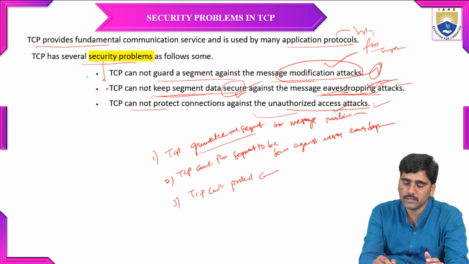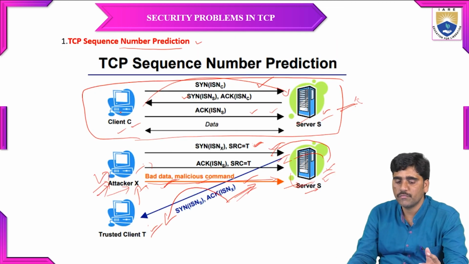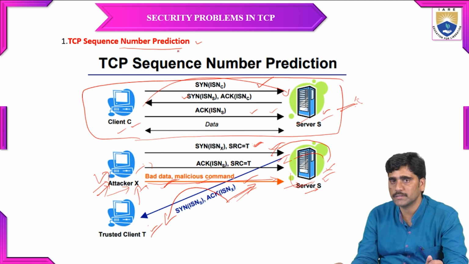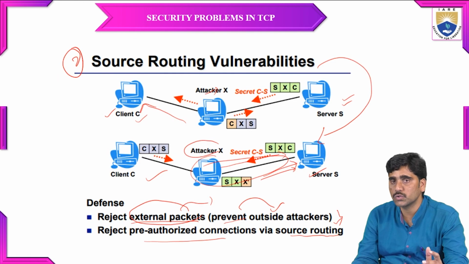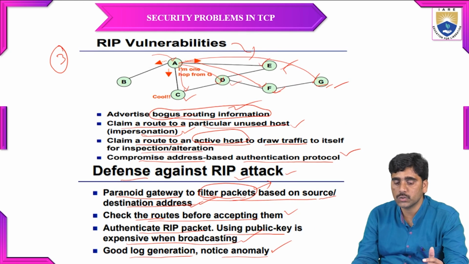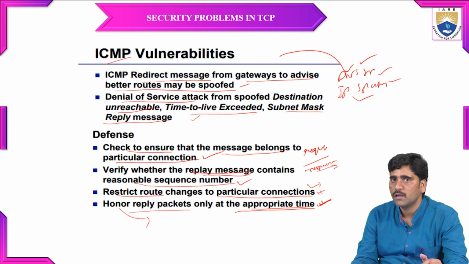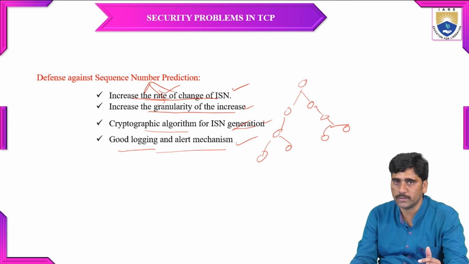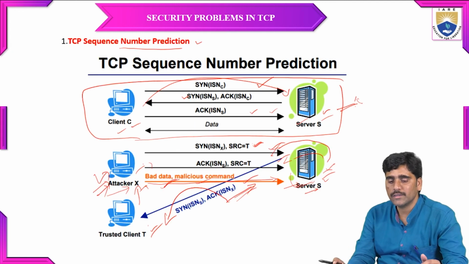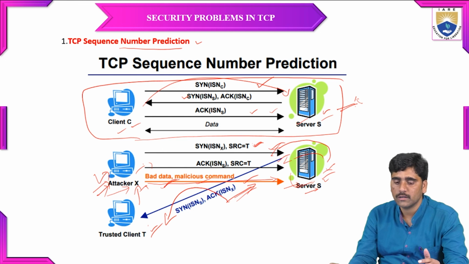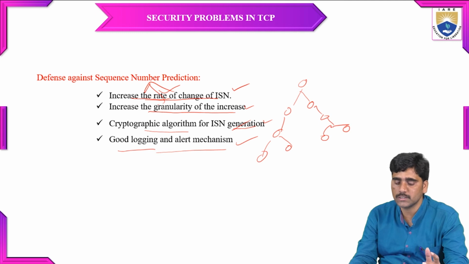Because of these security problems, we may face different issues. The first is sequence number prediction, the second is source routing vulnerabilities, the third is routing information protocol vulnerabilities, and the fourth is ICMP vulnerabilities. These are the different security problems in TCP. We are providing security that is network oriented and data oriented, but at the protocol level there is a chance for different security problems to occur in TCP/IP.